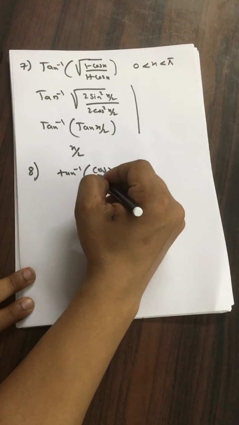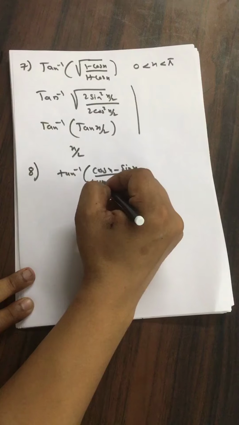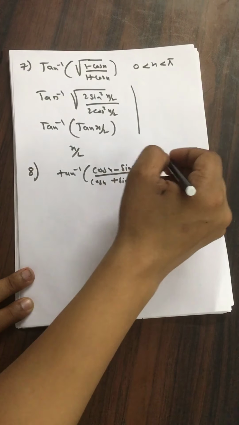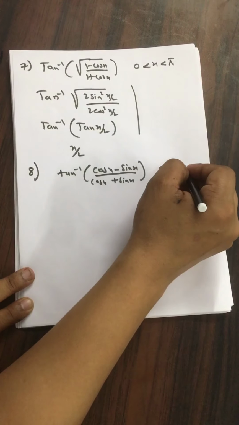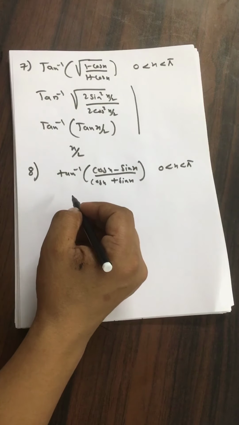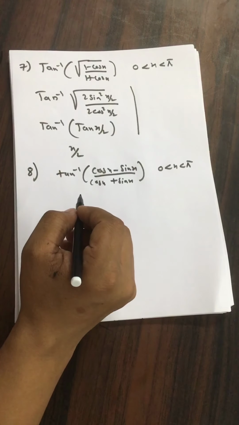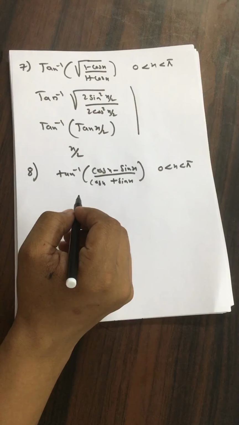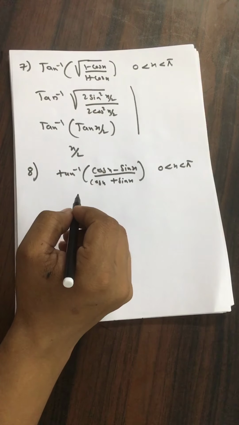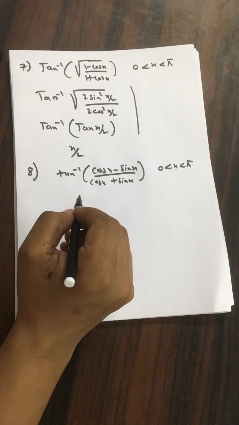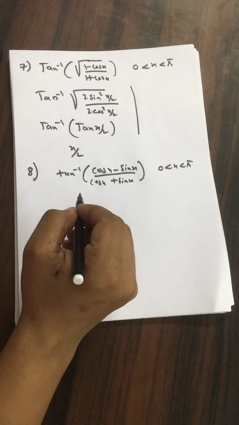sin x upon cos x plus sin x, and the value of x is lying between x and pi. Now, once you see this question, what do you feel like? Okay, somehow I have to convert the inner values. So, first thing you have to change into some formula of tan.